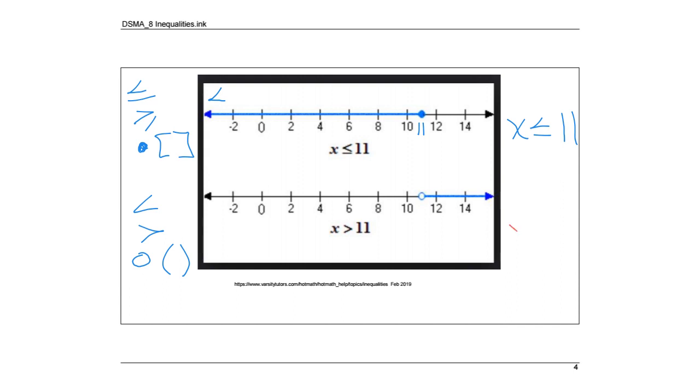Now on the second one, we have x greater than 11. So notice my arrow points in the same direction as my inequality, but this time I have an open circle. That's because the 11 doesn't count. It's not included. We're going to take the very next decimal right after 11, but we are not going to use 11.